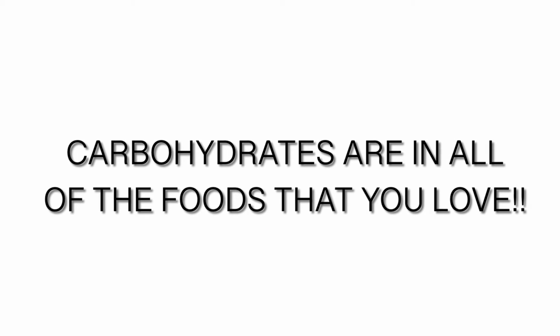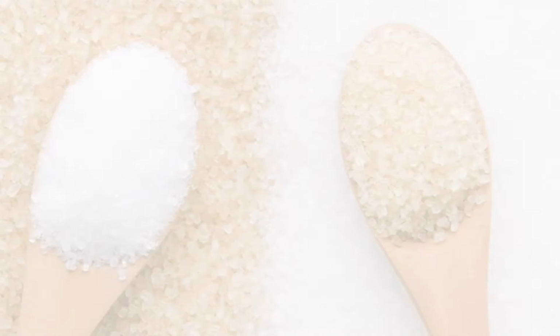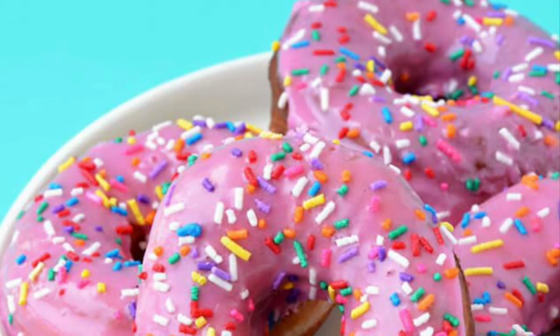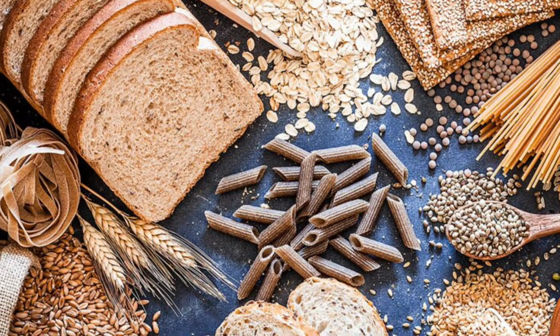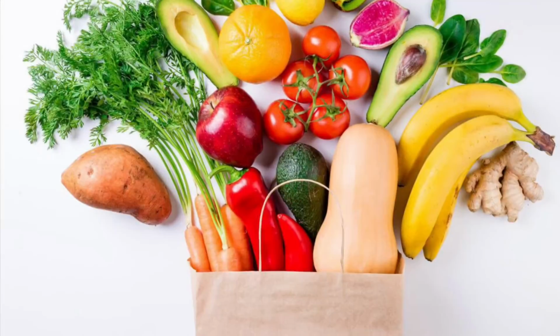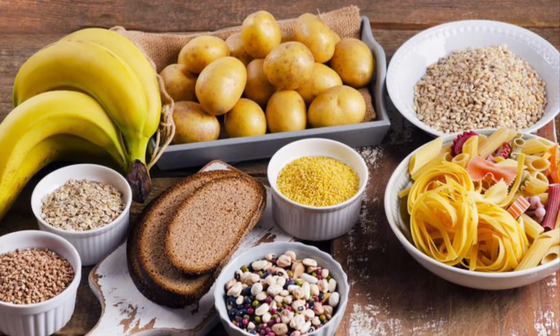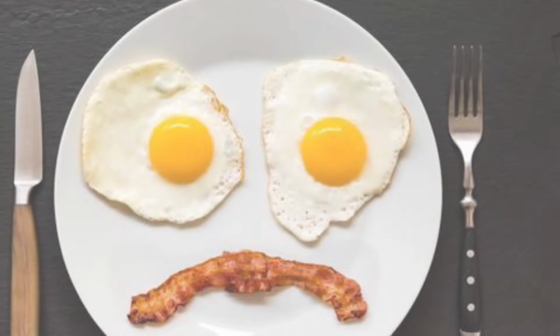Carbohydrates are in all of the foods that you love. Simple carbohydrates are found in processed and refined foods such as white and brown sugar, white bread, donuts, candy, and all of your favorite junk foods. Complex carbs are found in whole grains, legumes, vegetables, and nuts. Complex carbs digest slower as they take your body longer to break down. All of these foods are not only delicious, but they are also essential for a balanced and healthy diet.